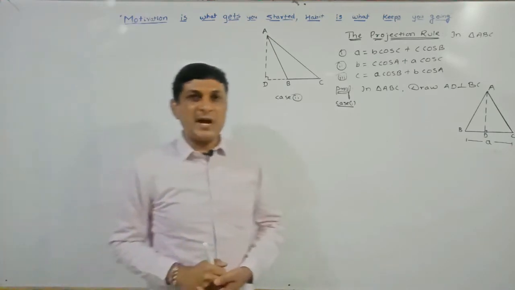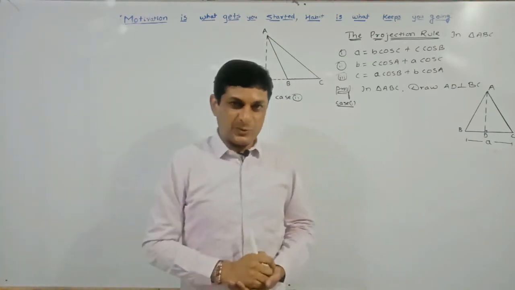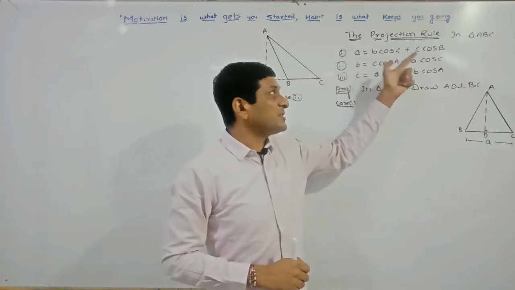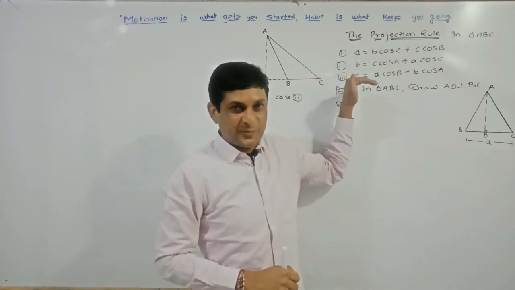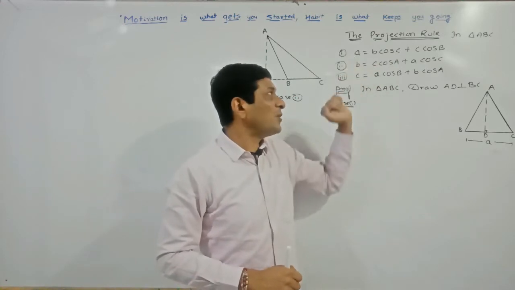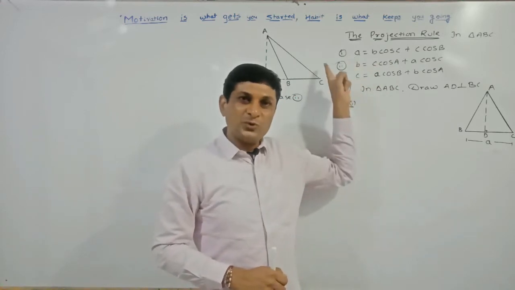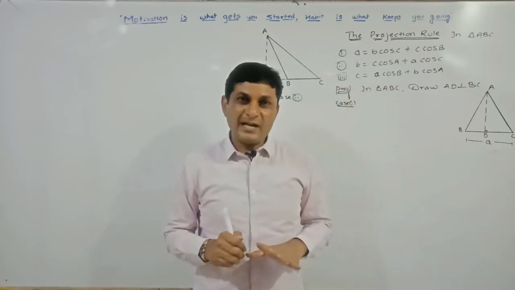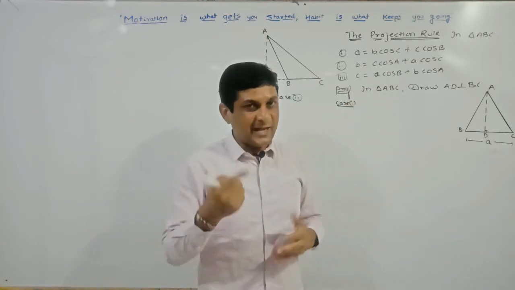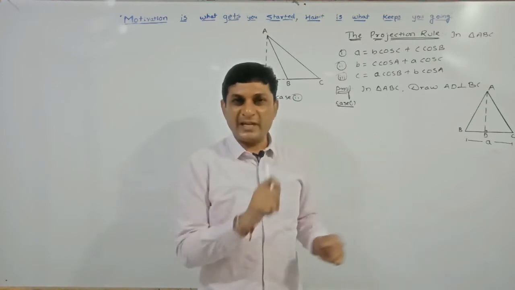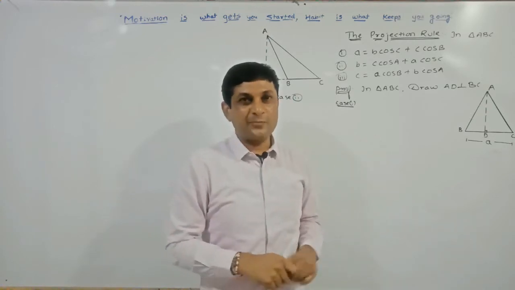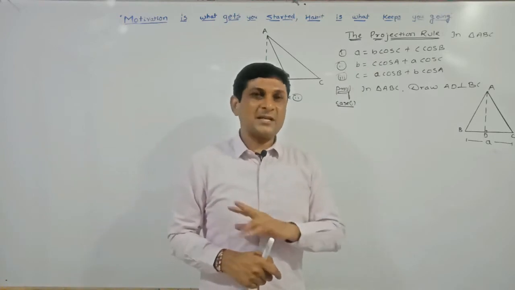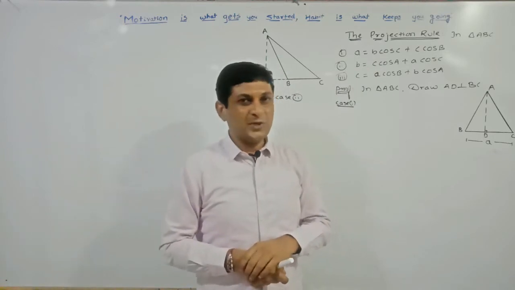So now let us try to prove the projection rule. In the projection rule we have to prove that a is equal to b cos C plus c cos B. Similar results are there for b and c. The method to prove the first result and the other two results is the same. That's why we are going to prove one result, and in the remaining cases we can say that similarly we can prove the remaining two results. Okay, so here two methods are there to prove the projection rule.